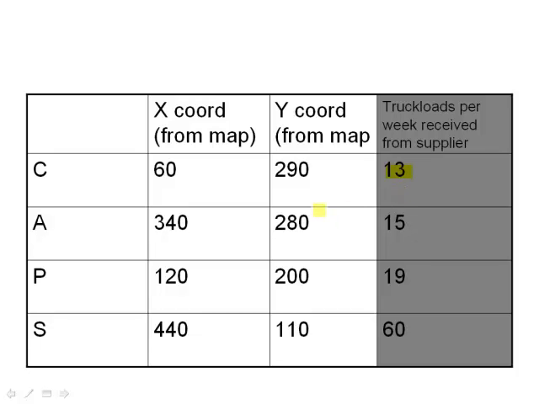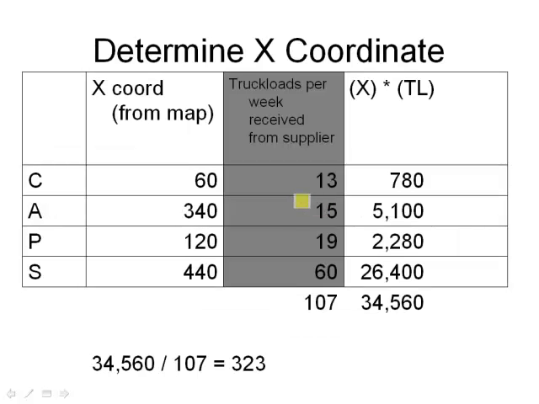So now with this information, I can figure out the optimal X coordinate and the optimal Y coordinate. And of course, if I put those two together, that's going to tell me the optimal place on the map to locate this distribution center. So here I'm just going to determine the X coordinate. We'll do a separate calculation for the Y coordinate.